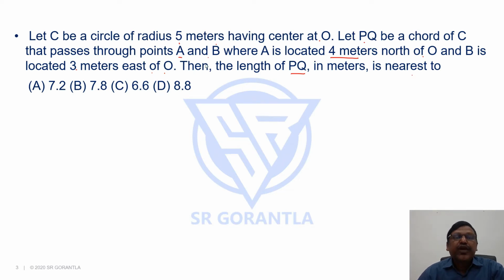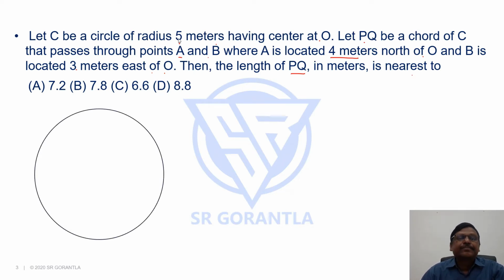Fine. So we have a circle of radius 5 meters, and the center is O. Now there is a chord PQ which passes through 2 points A and B. Let's say there is a chord PQ here which goes through 2 points A and B, where A is located 4 meters north of O. North means up. So let us say this is A. This OA is 4 and B is located 3 meters east of O. Let us say this is 3 meters east.